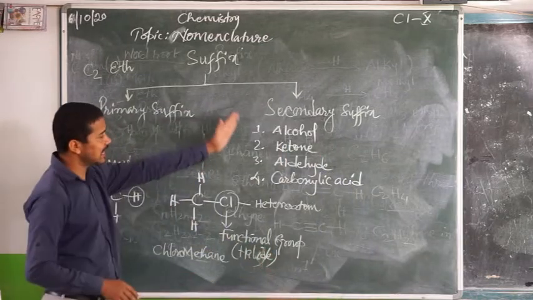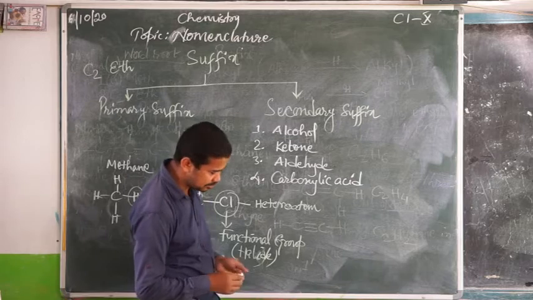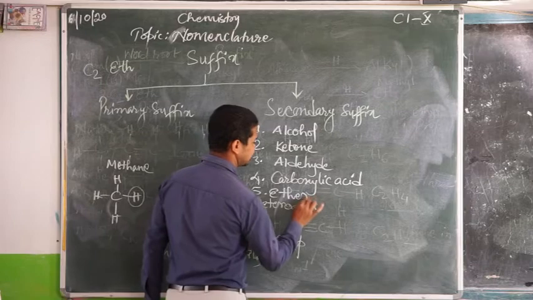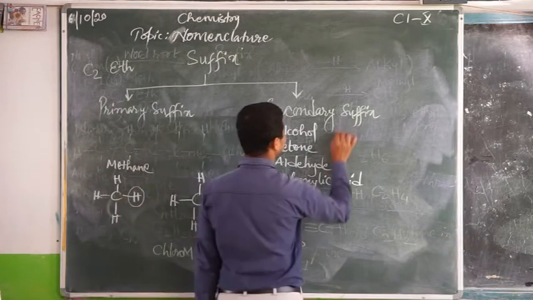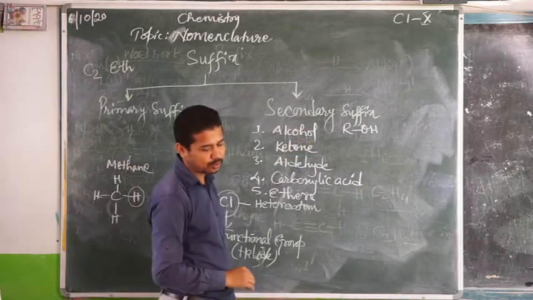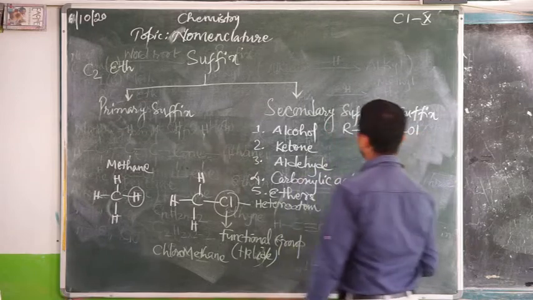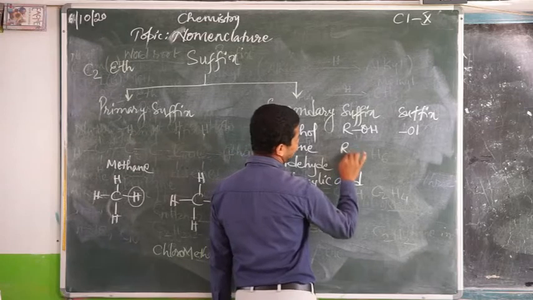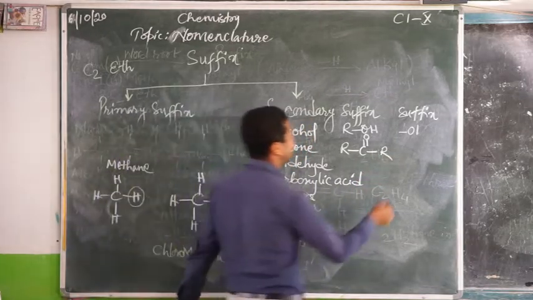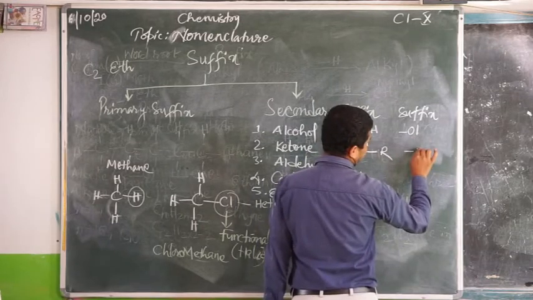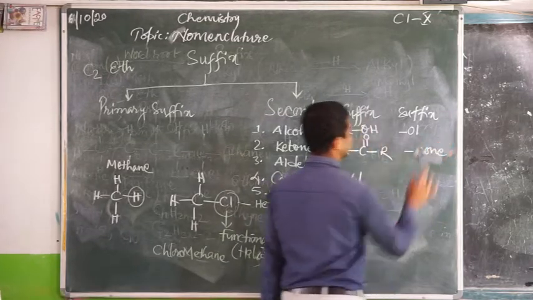Now, I said these are the secondary suffixes. Under secondary suffix you need to learn this much only, and one more is there for you, that is ethers. Then alcohol. What is the general formula for alcohol? ROH. And what is the suffix we use for alcohol? It is ol. And the general formula for ketone is R-C(=O)-R. And the suffix will be one, O-N-E, only one, not known. The suffix will be one.